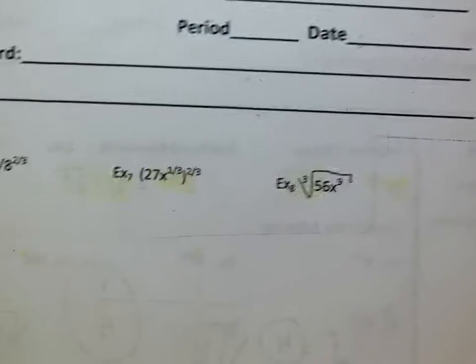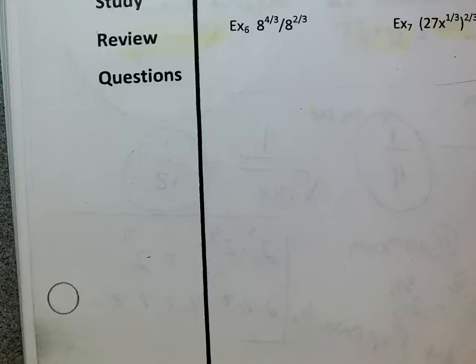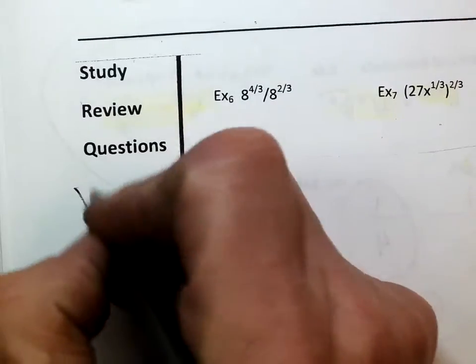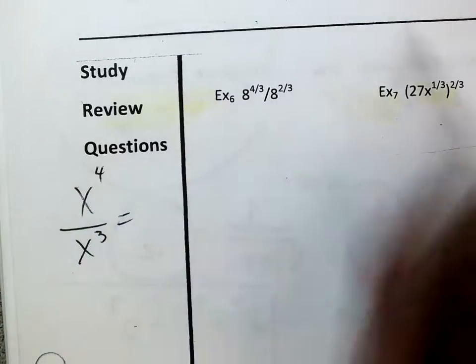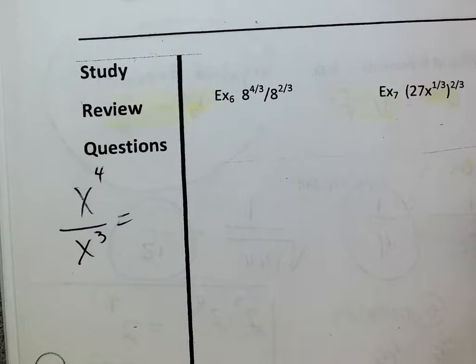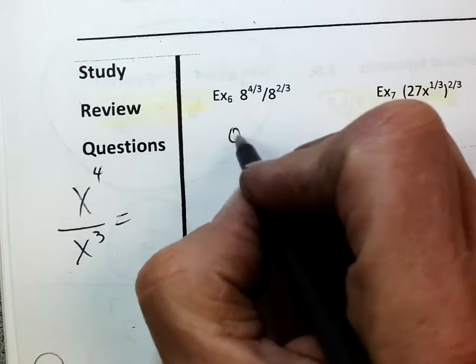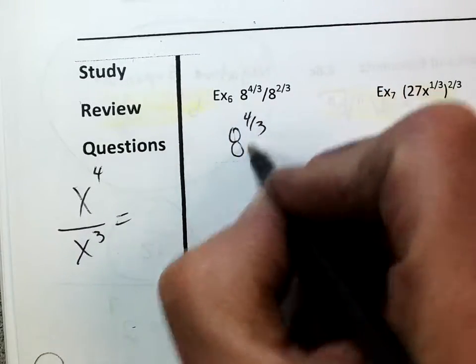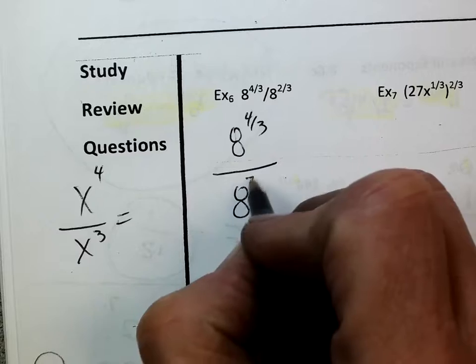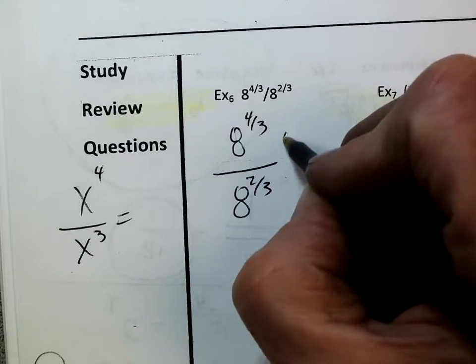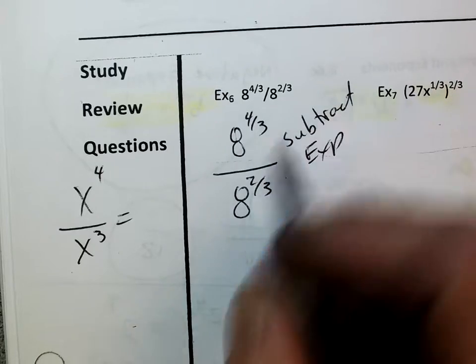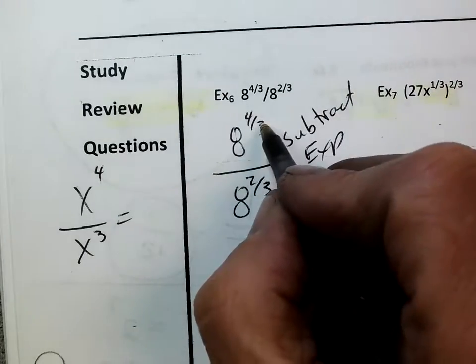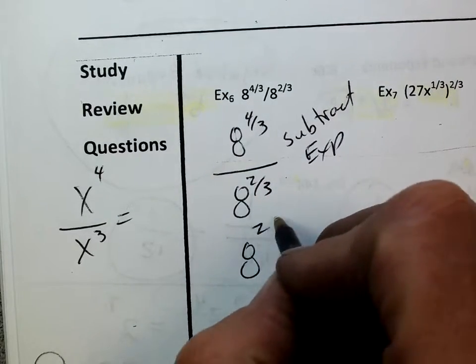Let's go back. A little side work on number 8. If you had x to the 4th divided by x to the 3rd, you'd subtract exponents. You guys agree with that? So we're going to do the same thing. We're going to have 8 to the 4/3 over 8 to the 2/3, and we're just going to subtract exponents. So we're going to get an 8 to the 4/3 minus 2/3, which is just 2/3.